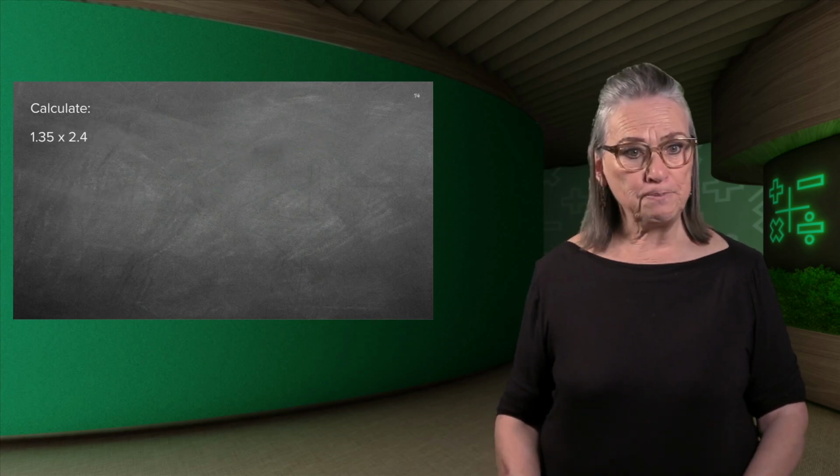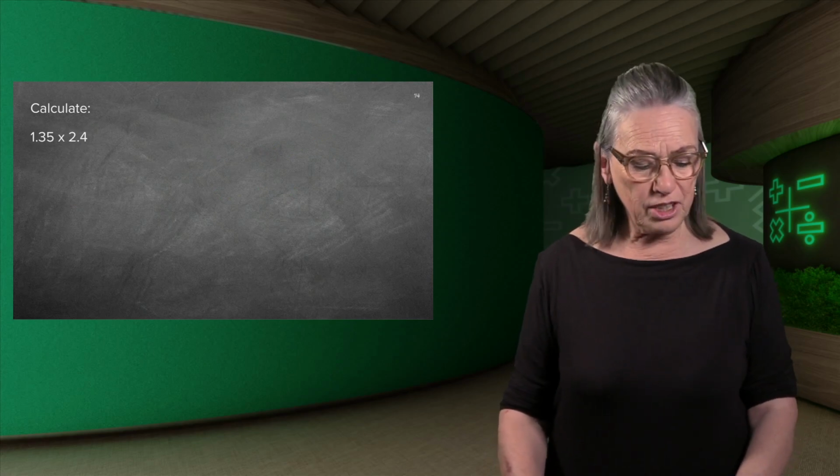Okay, so if they ask us to calculate 1.35 times 2.4, what is important to remember here? If you look at the previous lesson, we said we remove the decimal, we do the sum, and then we just must remember to add the decimal back. So we're going to just do 135 times 24.